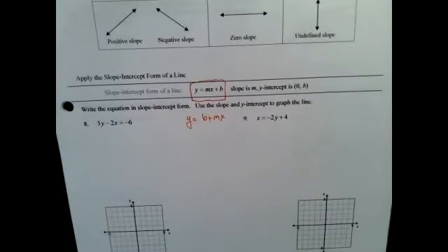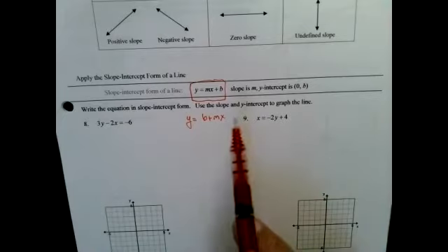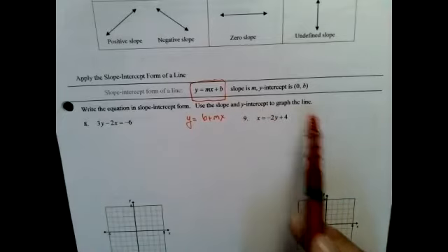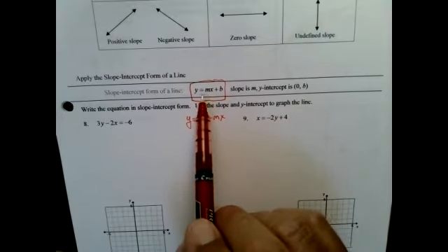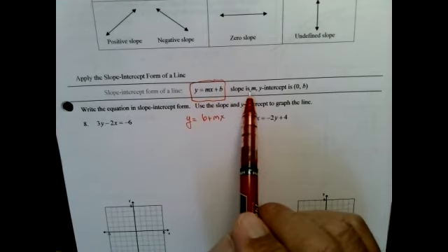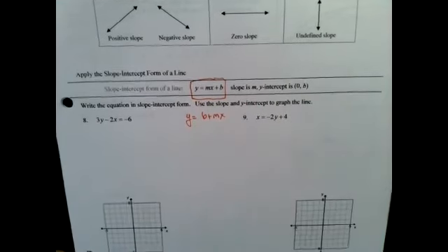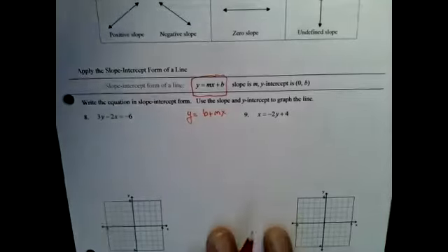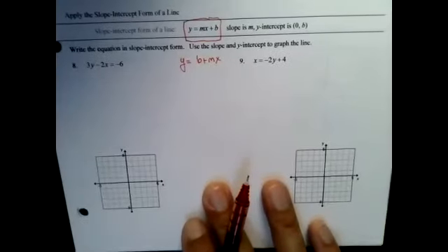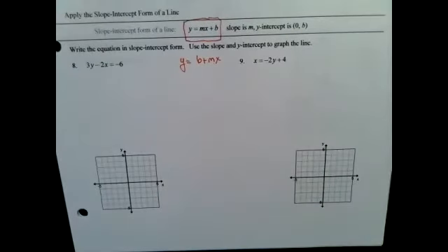Okay. Use the slope and y-intercept to graph the line. Well, if I come up here, I know y equals mx plus b, where m is the slope and b is the y-intercept. Names they were given. But we just talked about the idea, if I start at one point, I can do rise and run to get to the other point. So for number 8, I need to solve for y. For number 9, again, I need to start the problem by getting the y alone.